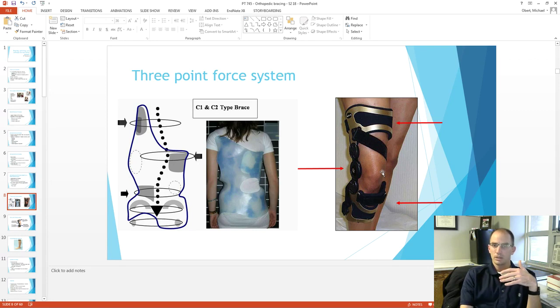And so what that's going to do is shift the force going from the medial part of the joint over to the lateral aspect. So we can help reduce our patient's pain and help protect that medial compartment a little bit more that way.